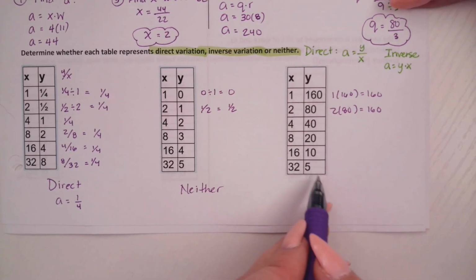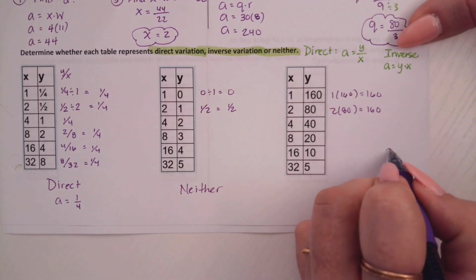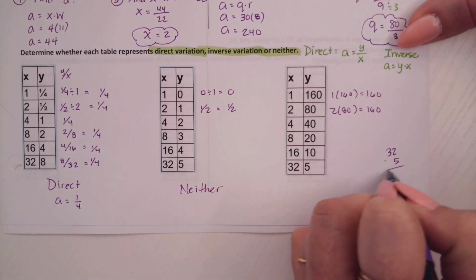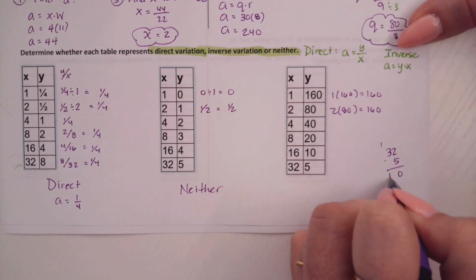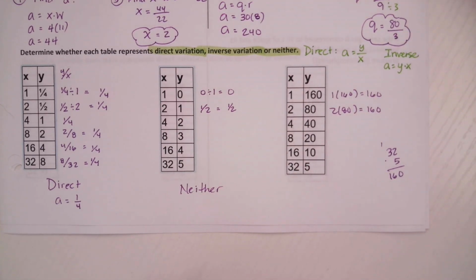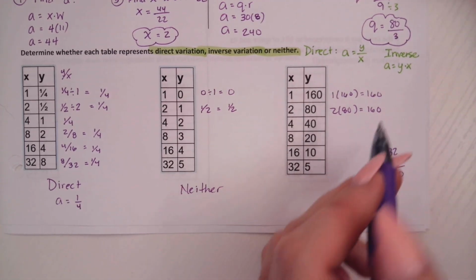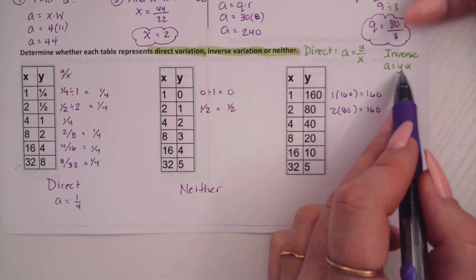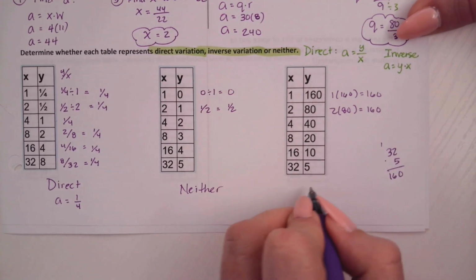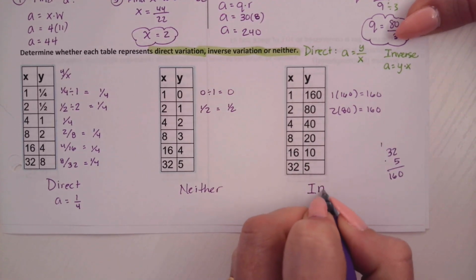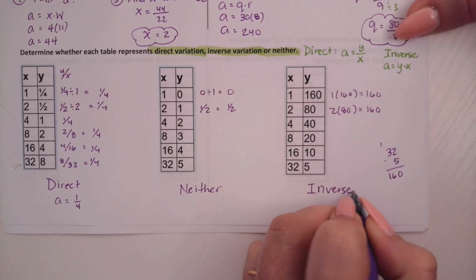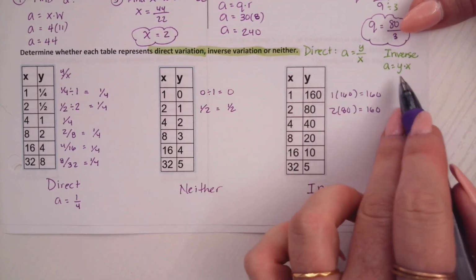32 times 5, is that 160? You want to check that one? Did you? 10, 15, 16, sure is. What type of variation is this one then? Inverse. Inverse is the one where the x and y are multiplied. Inverse. It's okay. Did you write these 2 parts down on it? Okay.